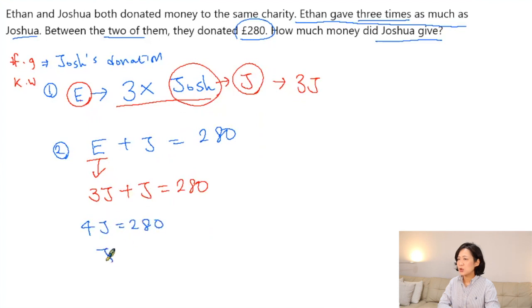So J, Joshua's donation, is 280 divided by 4. That gives you £70. Always make sure your unknown value is about Josh's donation, and that is, as we can see, our final goal, right? So you can answer as £70.